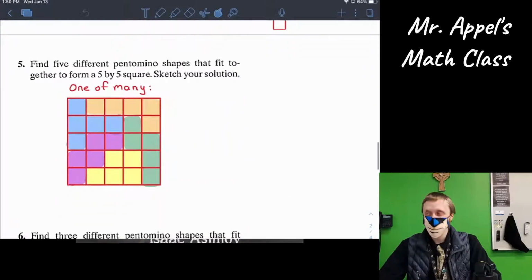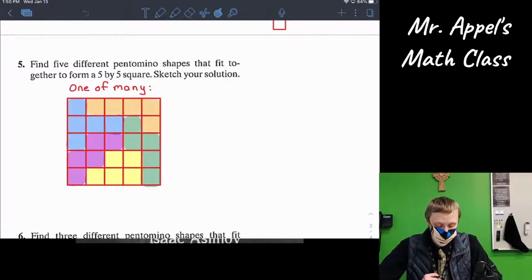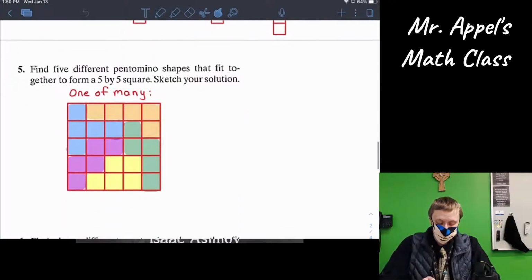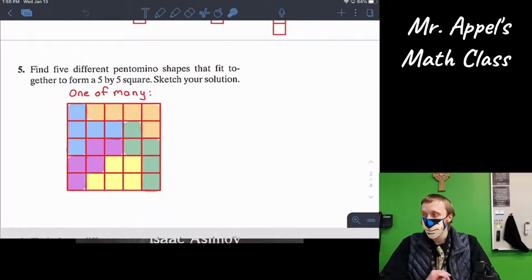And yes, you can totally stick 5 of them together to make a perfect 5 by 5 square. Here is one of many, many possibilities. Okay, there's lots of different ways to do it. This is only one option, color-coded for your convenience.